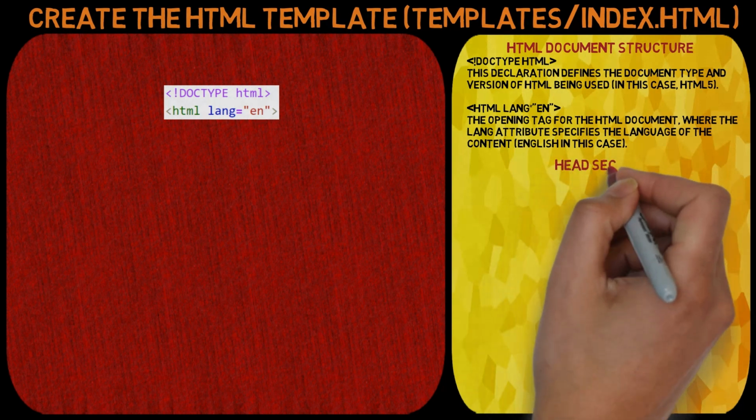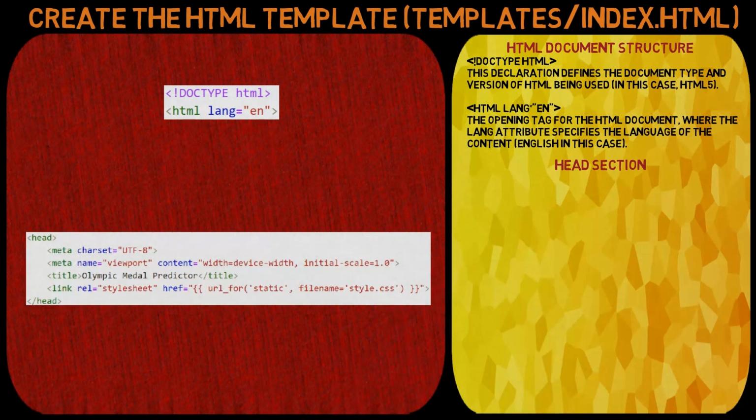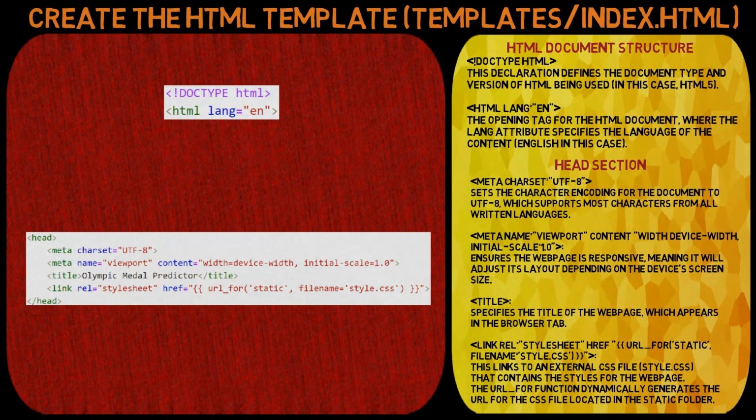Head section. In the head section, we have a few key elements. This code sets the character encoding to UTF-8, supporting most characters from all written languages. This ensures the web page is responsive, meaning it will adjust its layout depending on the device's screen size. This specifies the title of the web page, which appears in the browser tab. This links to an external CSS file that contains the styles for the web page. The url_for function dynamically generates the URL for the CSS file, located in the static folder.